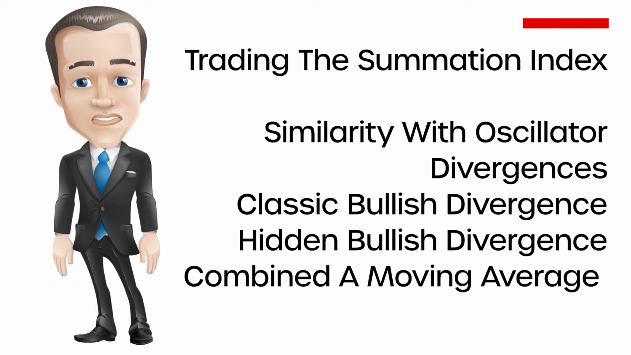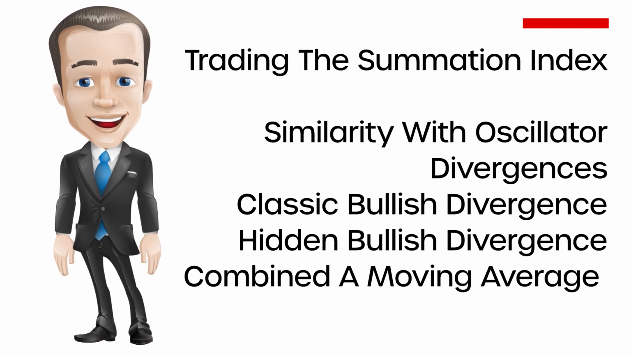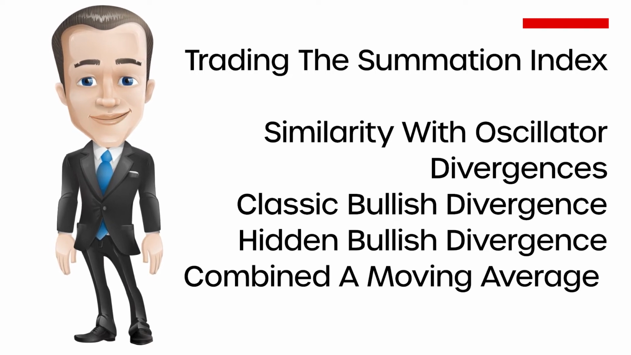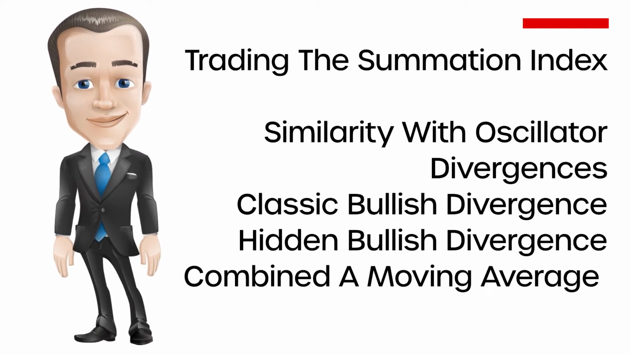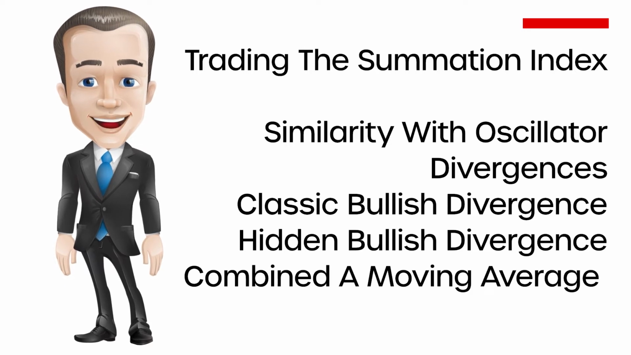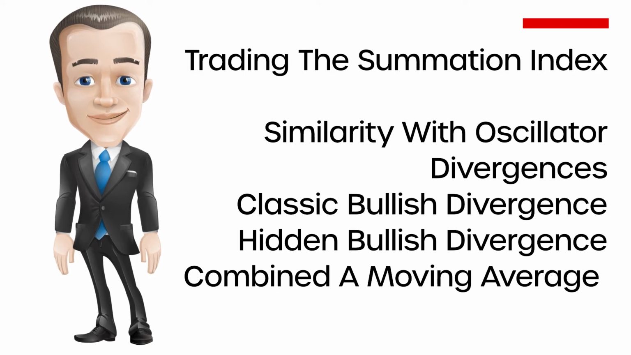A hidden bullish divergence is at hand when the indicator marks a lower low while the price only drops to a higher low. A hidden bearish divergence is evident when the oscillator marks a higher high while the price is at a lower high.